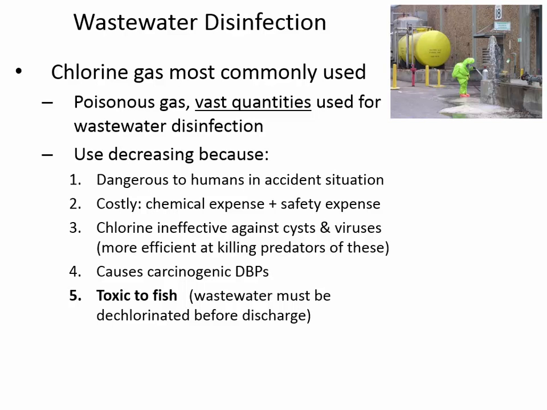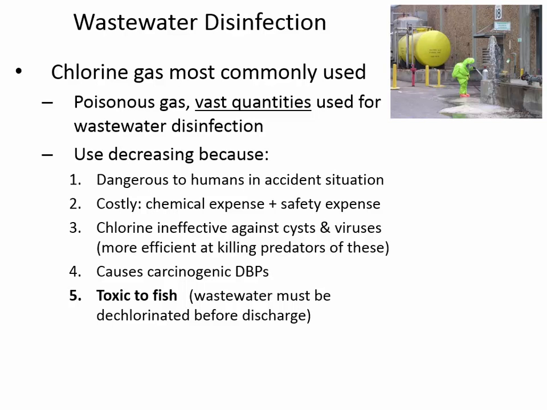Another problem with it is that chlorine is most effective against bacteria, but there's other things besides bacteria in wastewater. There's also viruses, there are protozoans and cysts, and so the chlorine doesn't kill everything we need it to kill. It can cause cancer through disinfection byproducts. That's something we've talked very briefly about before. But then also, chlorine itself is toxic to fish.